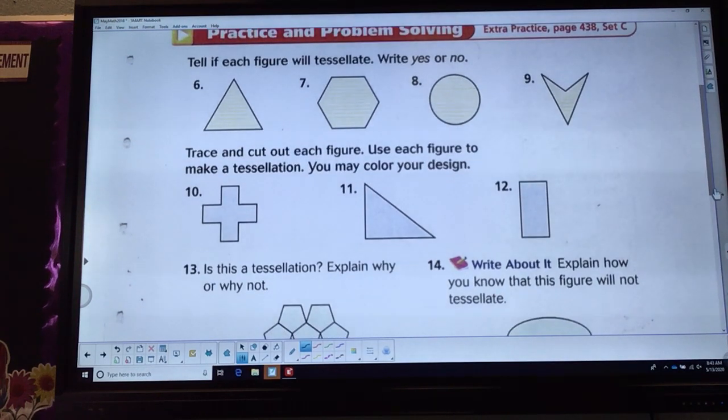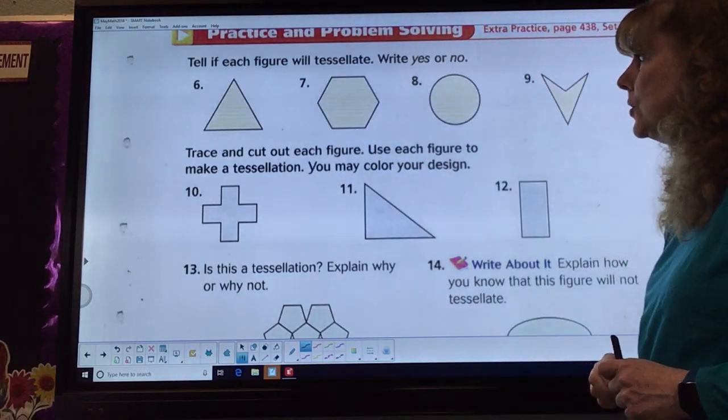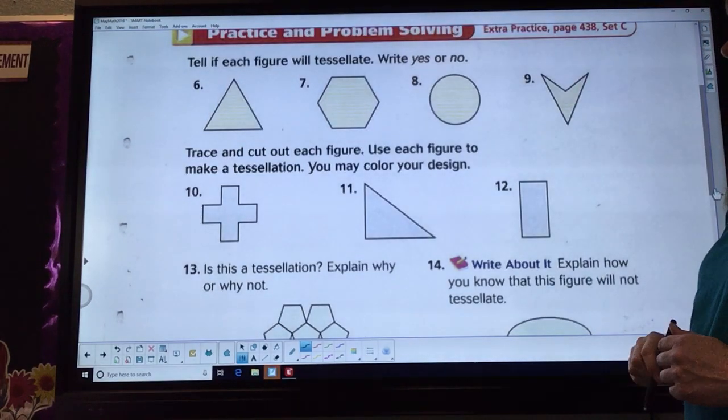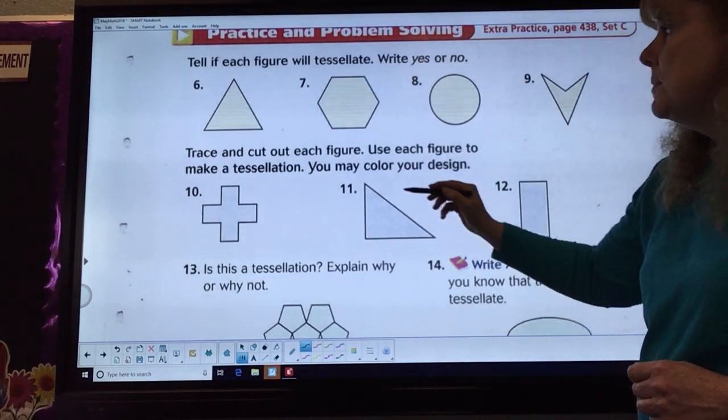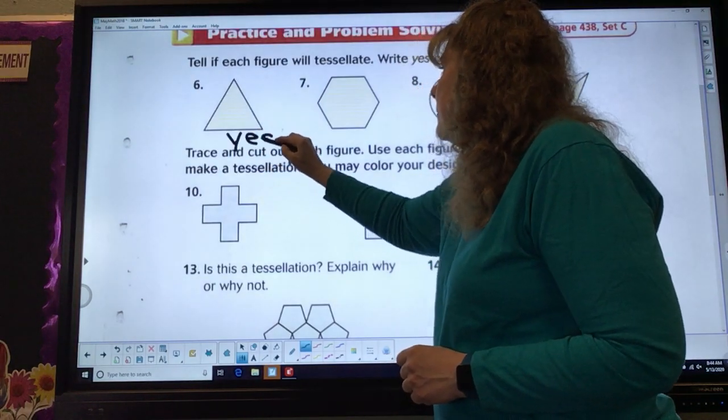Number 6. Says tell if each figure will tessellate, right? Yes or no. This is exactly what we've been doing. These were like the blue triangles we had that I showed you and I moved together. They don't overlap and there's no spaces. So the answer is yes, they do tessellate.